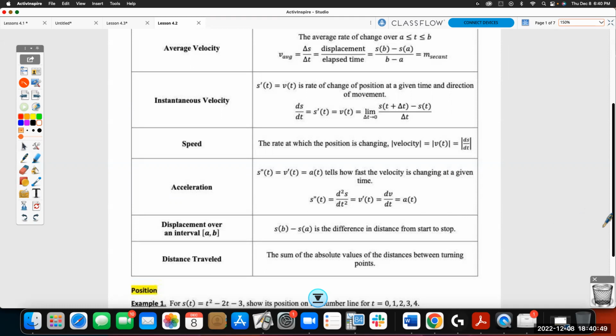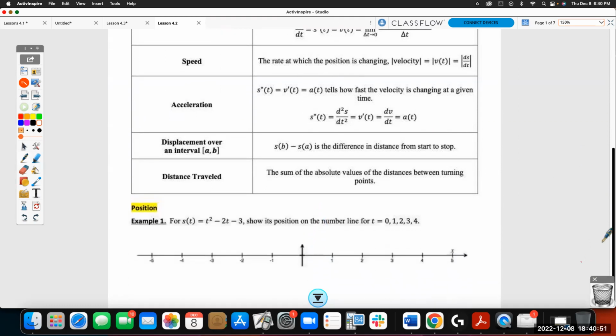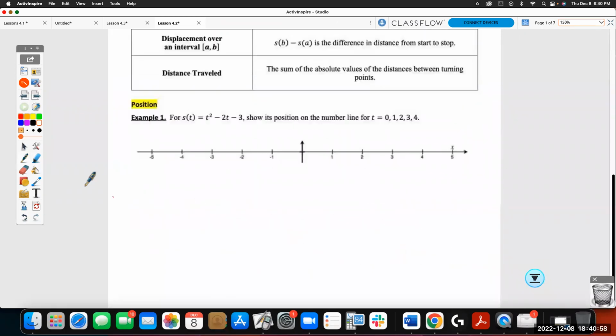Okay, let's take a look at some examples. So let's take a look at this problem on position. Example 1. We are given the position function s of t equals t squared minus 2t minus 3. Show its position on the number line for t values of 0, 1, 2, 3, and 4.